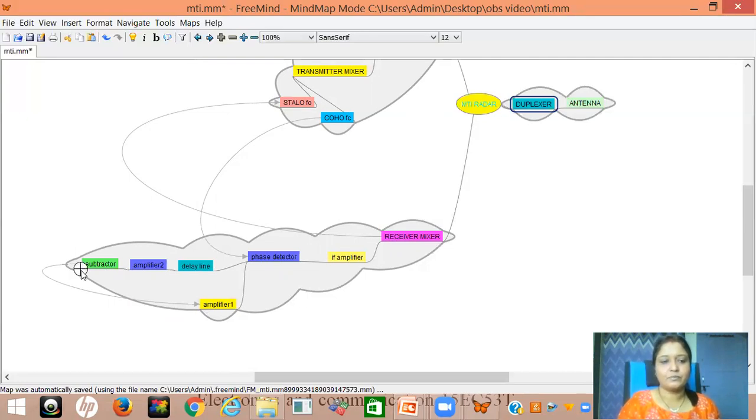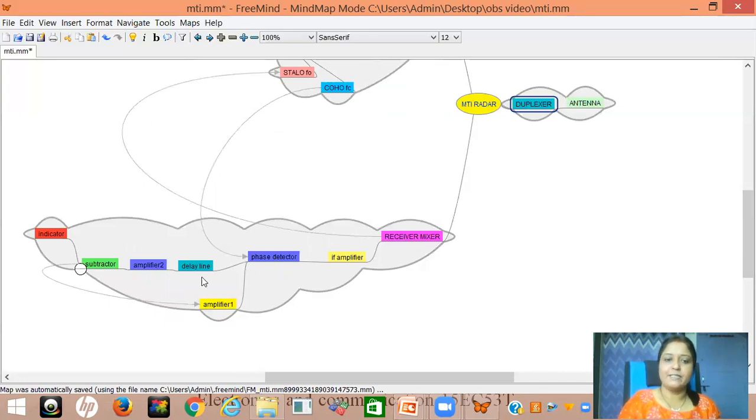But for the moving targets, every time the phase difference between these two is changing, that is between the transmitted and the received echo signal. Therefore you have some output, and that is given to the indicator, and that will indicate at what position the moving targets are present.